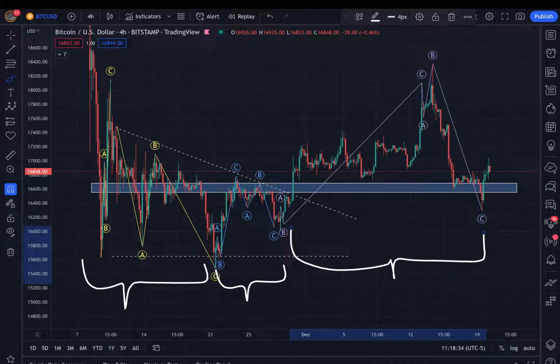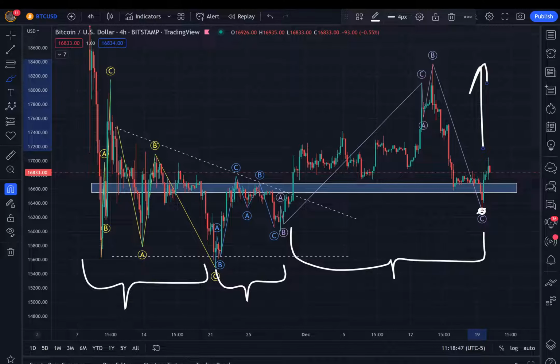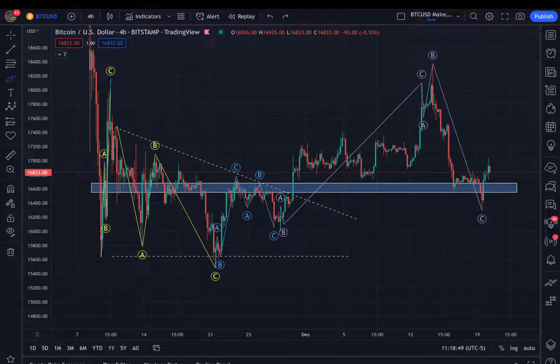That may be it, okay? That's one of the reasons I think that this bounce that we've experienced right here may be the bounce that takes us up and out. Very possible, okay? That's my first read.